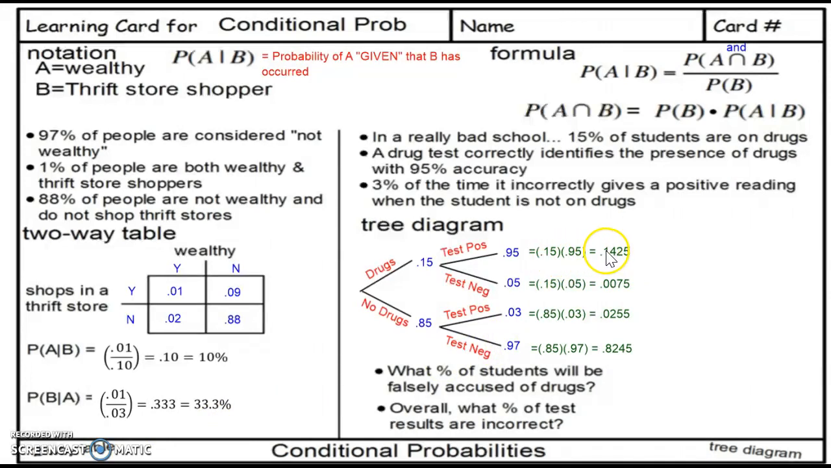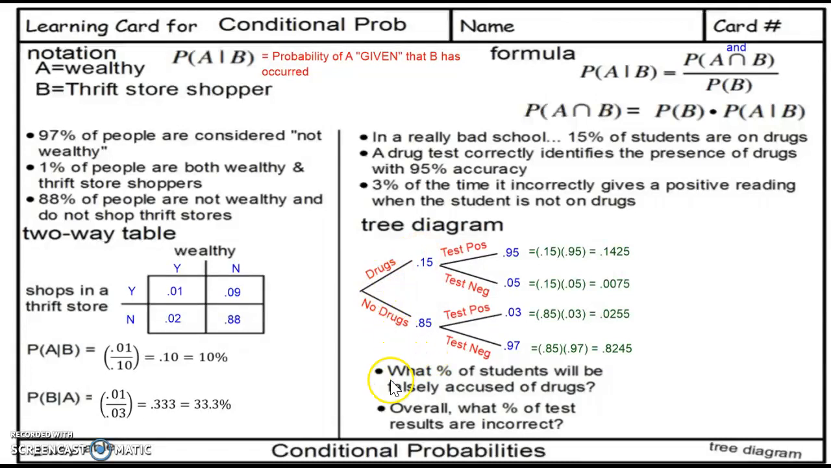So the probability of each one of these branches is given right here. Now, one of the nice things about a tree diagram is that you can add all of these probabilities together, and if the sum of each one of the probabilities for each branch is equal to 1, then you have most likely done your work and set up your tree diagram the correct way. And this is the case. If I add 0.1425 plus 0.0075 plus 0.0255 plus 0.8245, I'm going to get 1. So I've got 100% of all the different scenarios that could occur.